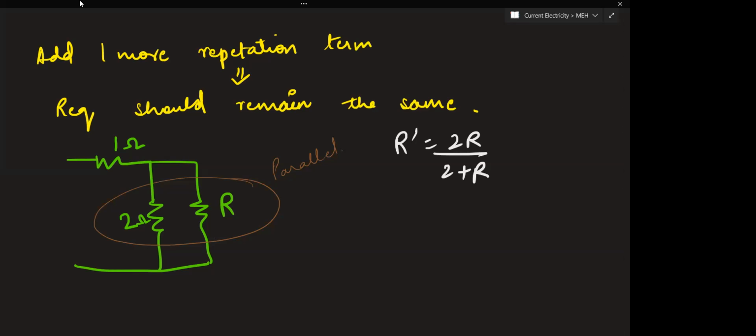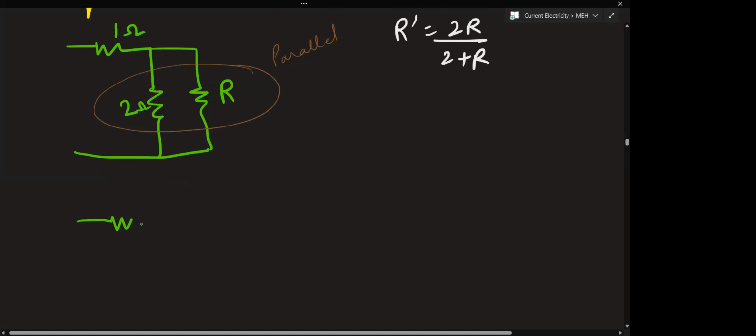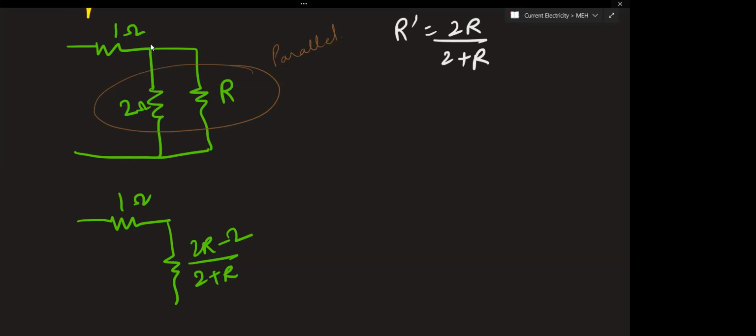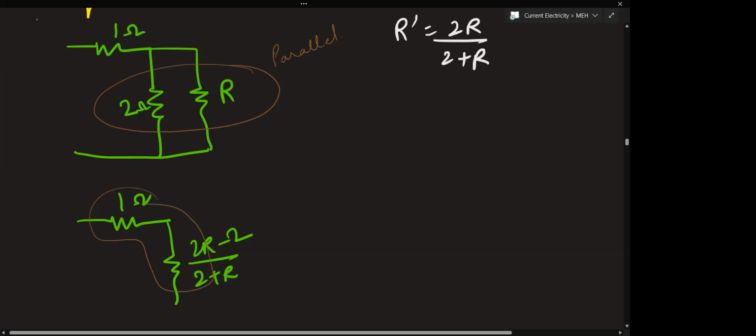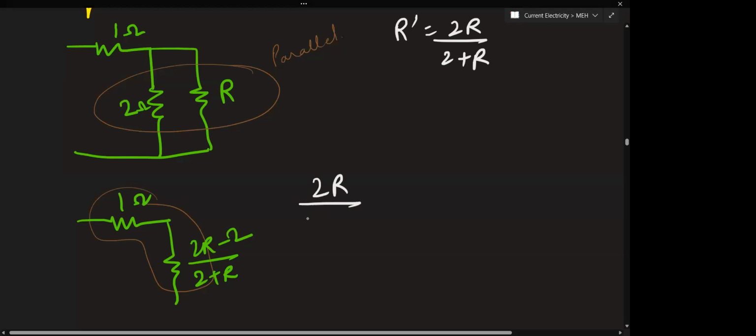Now see, how will your circuit look right now? Your circuit will look like this. 1 ohm is already there, and instead of both of them, we have 2R by 2 plus R ohms, and 1 ohm. Both of these are connected in series now. So your complete R equivalent becomes 2R by 2 plus R plus 1, since they are in series, they get added up. Can anyone tell what this whole equivalent will be equal to?